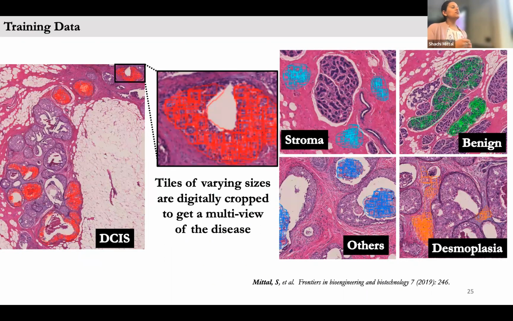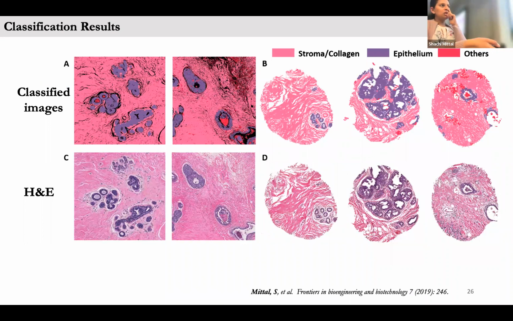So here I'm just showing you the training data. The tiles were obtained of various sizes to get views at different zoom levels, right? Because if you see a nuclei or a cell from very far away, the edges that the convolutional neural network is going to extract are going to be very different than when you look at a nuclei from close by. So here on the bottom panel, we are showing the H&E image. And on the top panel is the digital image from the deep learning algorithm, where we could sample out the epithelial cells where cancer happens, the collagen, and other cells like blood or necrosis or secretions or dead tissue.